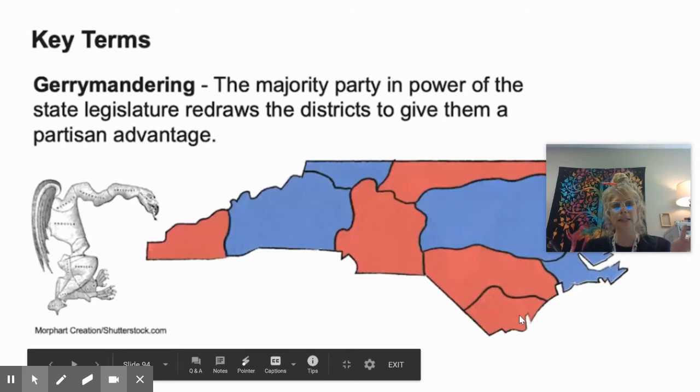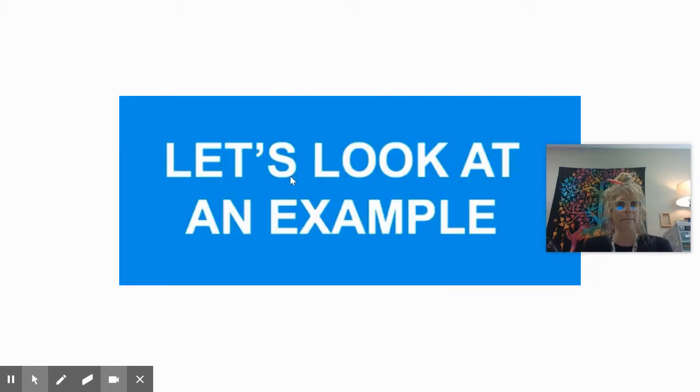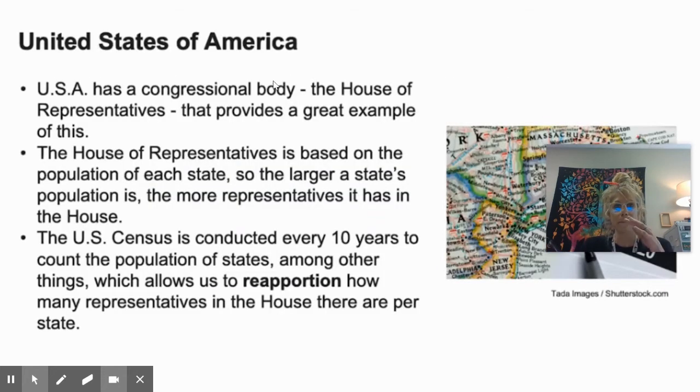All right, and then the next key term is just gerrymandering. You should already know what this kind of is. It's just where you have the majority party in power. So whether that's Democrat or Republican, they are the ones that are going to redraw the districts, and they're always going to do it in such a way that it gives them a partisan advantage. Okay, so we have seen some examples in the video yesterday of some really crazy lines that were drawn. Okay, and then let's look at some of these examples here.